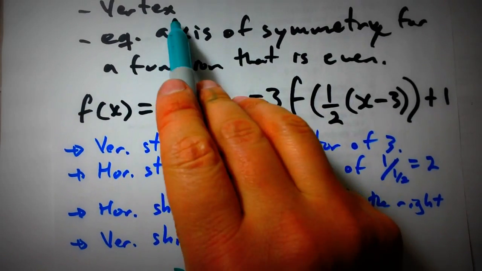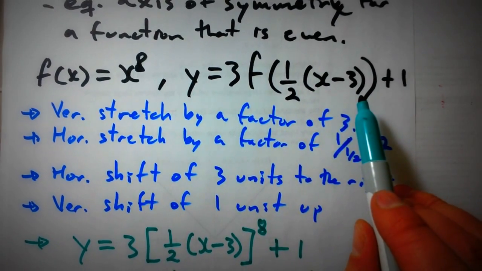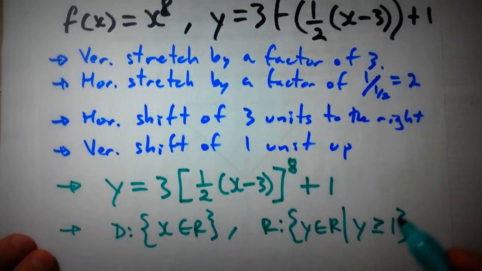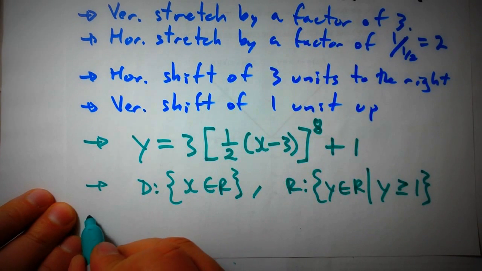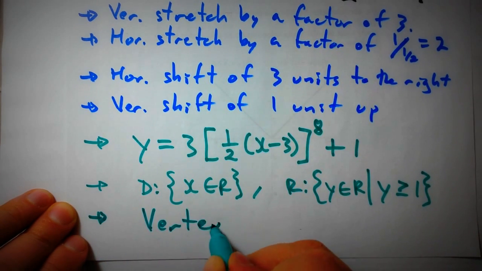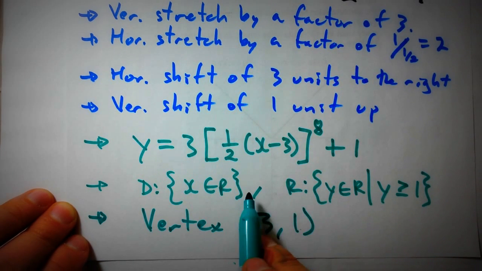Okay, the next question says to state the vertex of this function. Well, the vertex we can see right away. It's going to be 3, 1. So let's put here the vertex will be 3, 1. That means it's shifted 3 units to the right, 1 unit up.